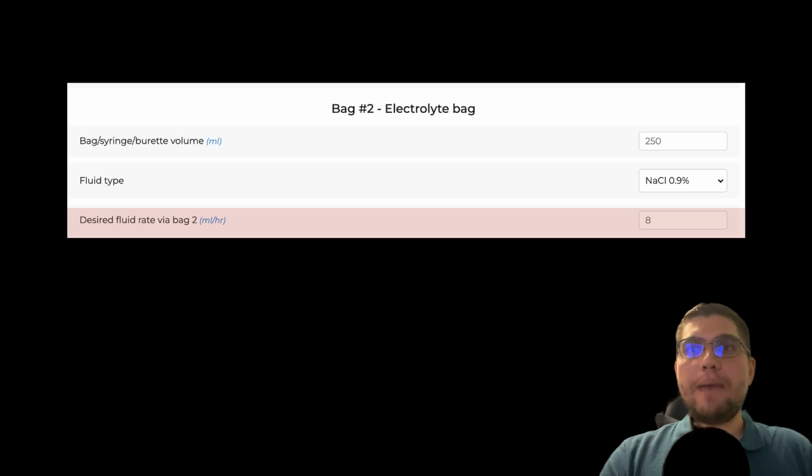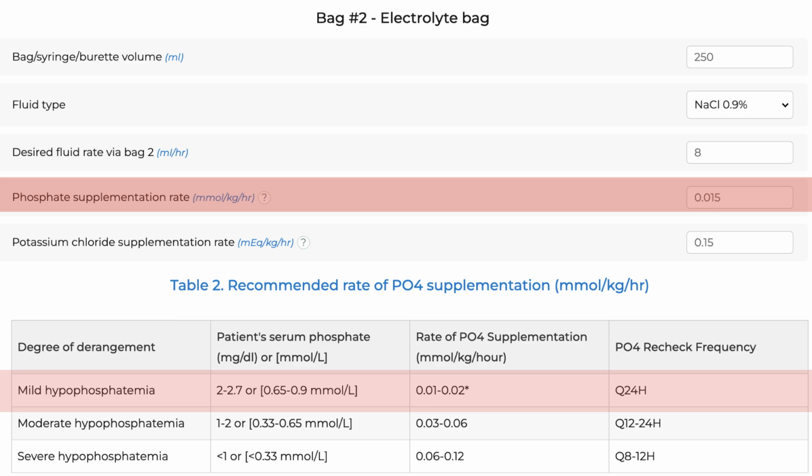So if we go back to bag 2 in the calculator, I will put 8 ml per hour as my desired rate via this bag. Next, I'm going to enter the phosphate supplementation rate based on the table 2 recommendations located below the calculator. I know that my patient has serum phosphorus of 2.6 mg per deciliter, which is considered mild hypophosphatemia, and the recommended supplementation rate is going to be around 0.01 to 0.02 millimoles per kg per hour of phosphate. In this case, I will choose 0.015 millimole per kg per hour that I will enter in the calculator.